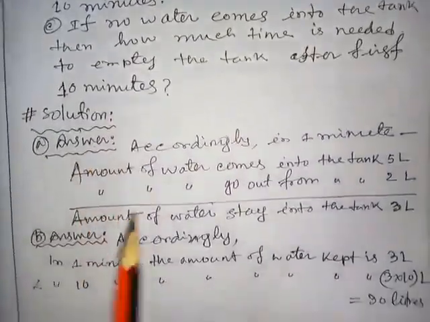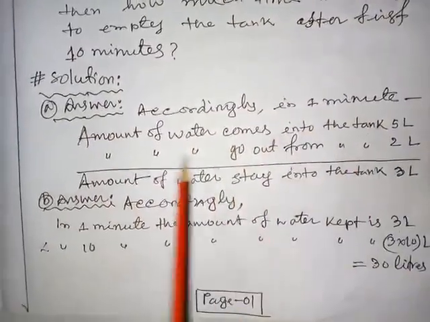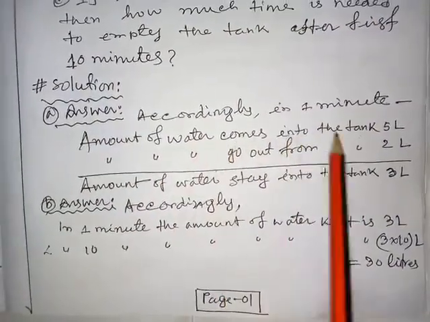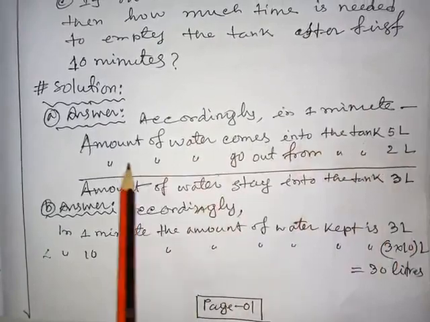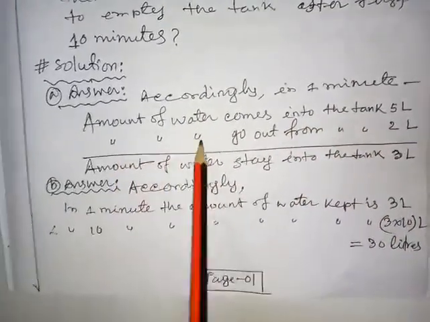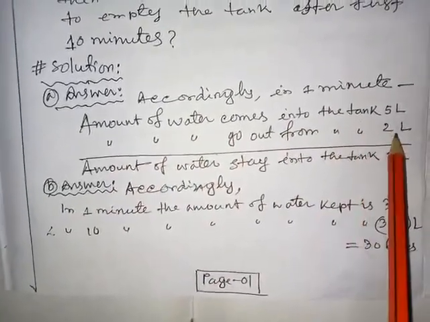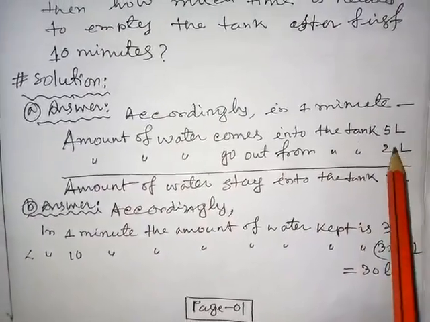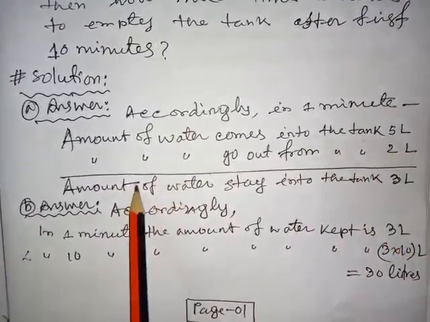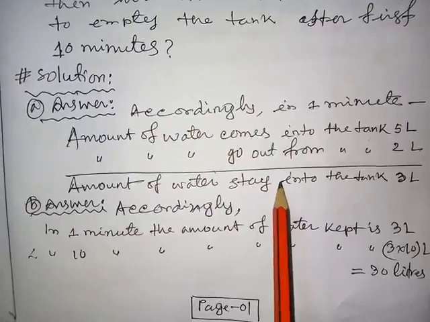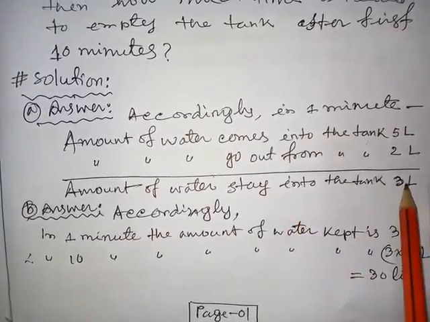A, accordingly in 1 minute the amount of water that comes into the tank is 5 liters, and it is also given the amount of water that goes out from the tank is 2 liters. So if we subtract 2 from 5, then we will get the amount of water that stays or is reserved or kept in the tank, that is 3 liters.